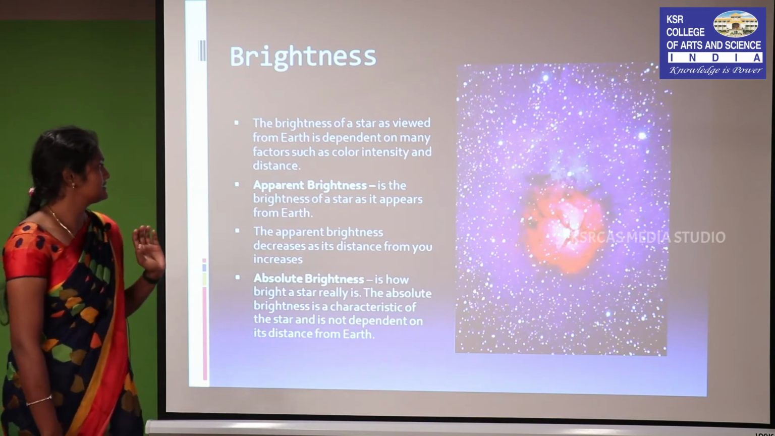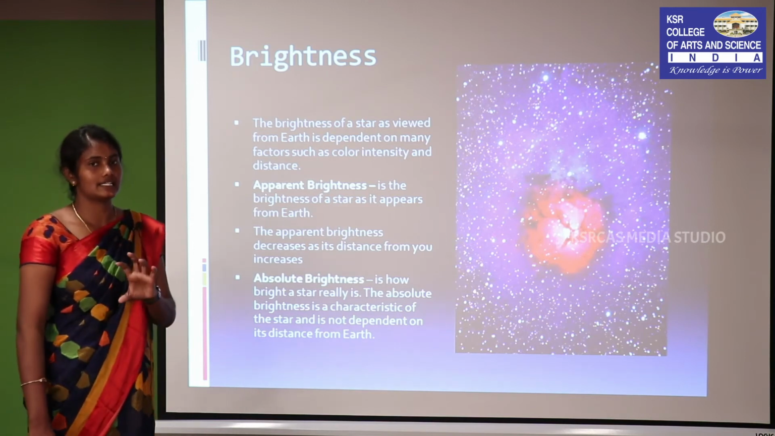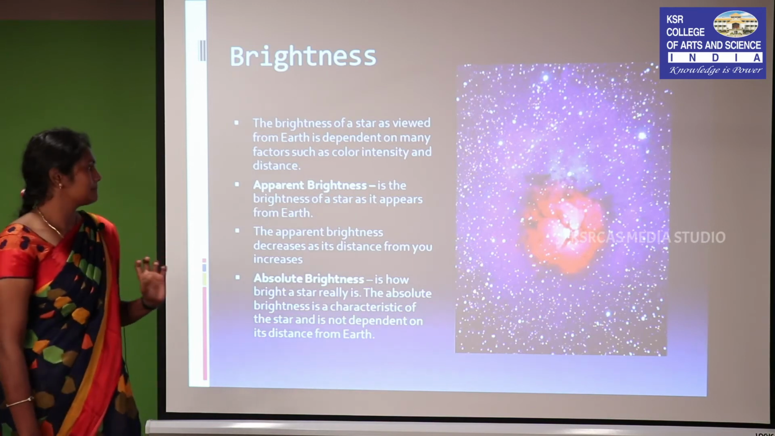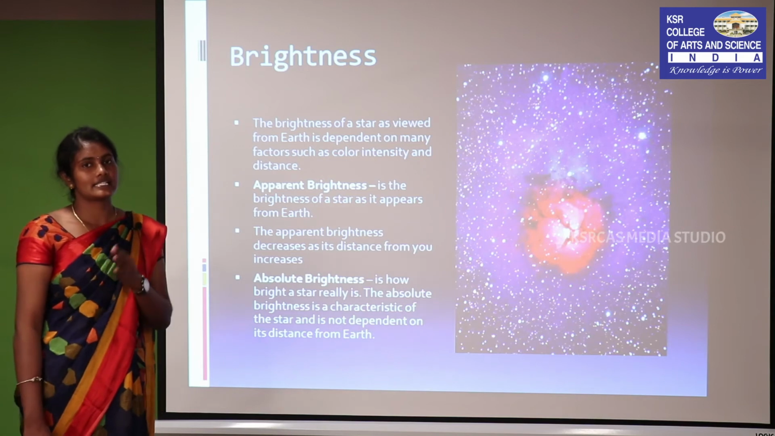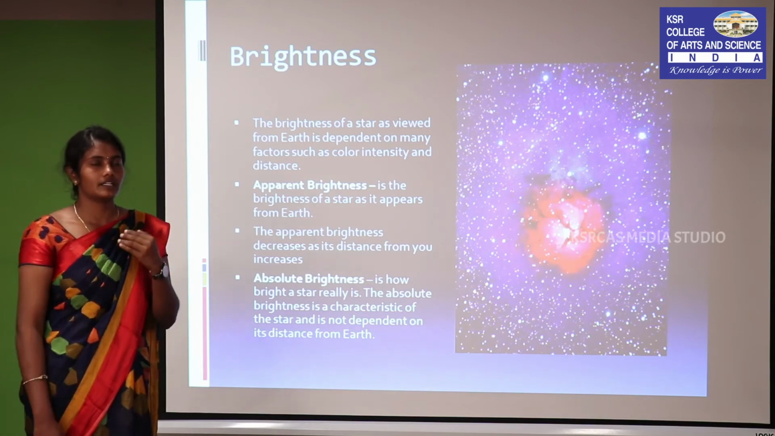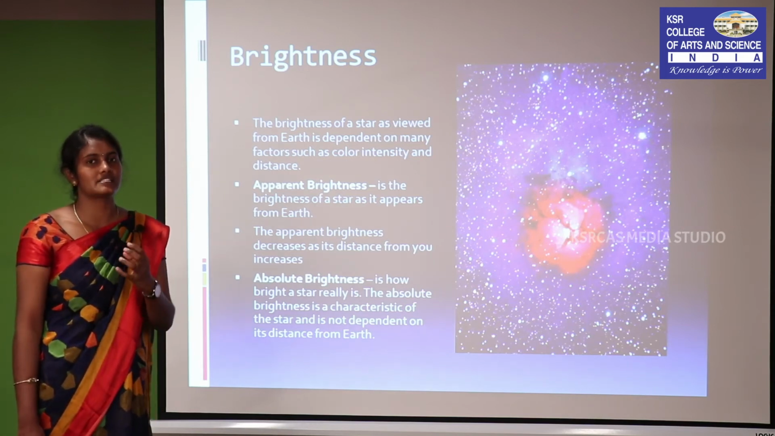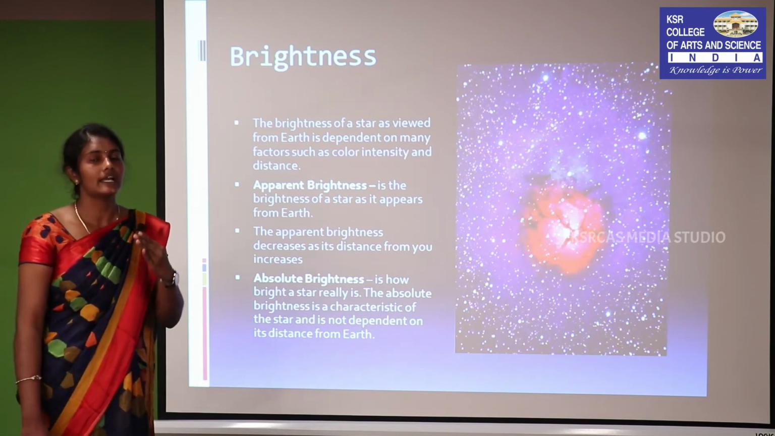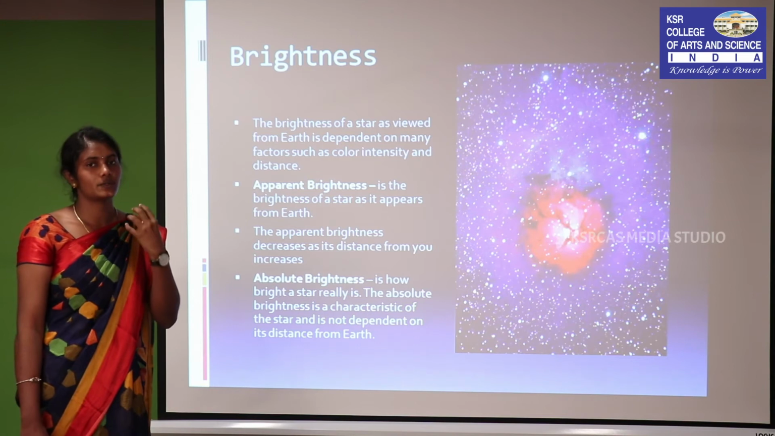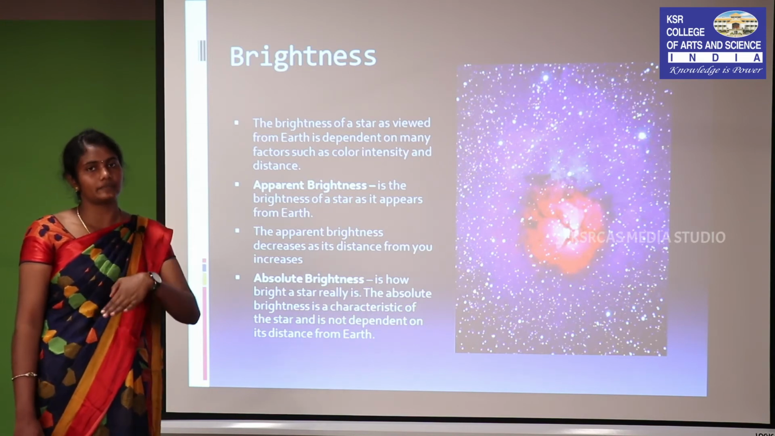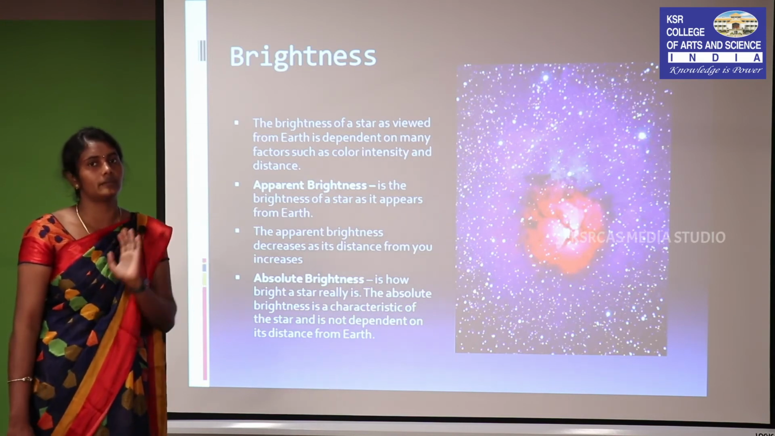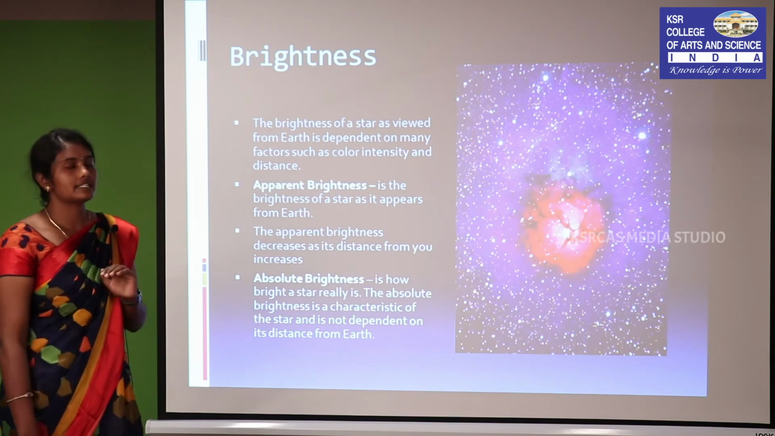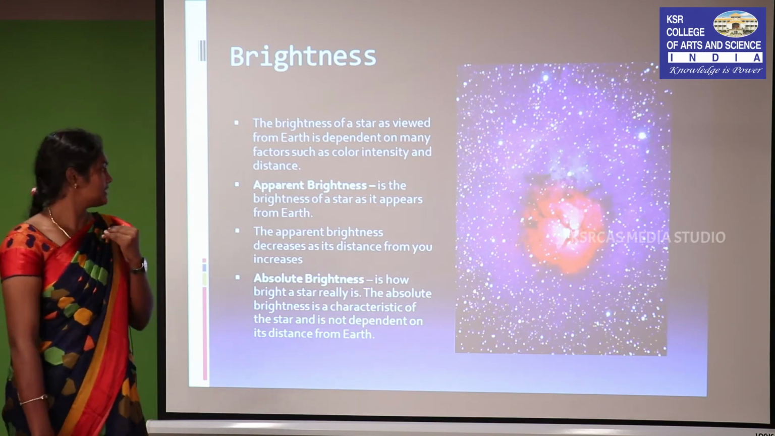The apparent brightness is how the star appears in space, and the apparent brightness decreases with distance from the observer. Based upon the observer, the star color may vary due to their visible power, and also due to the distance of the observer from the object. So, this brightness may change regarding that.